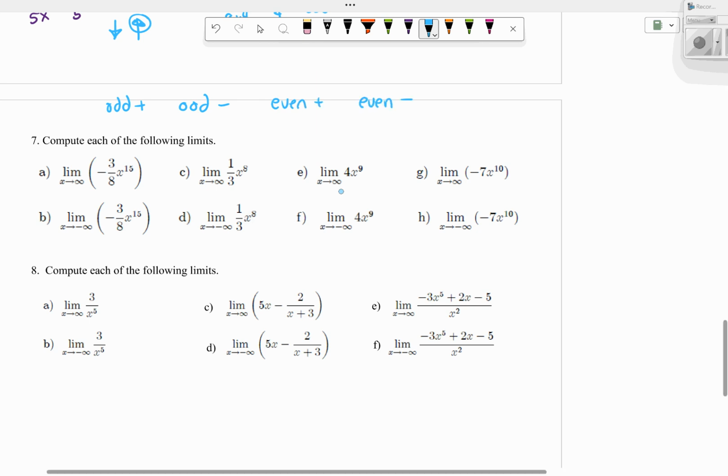Odd positive, left end's down, right end's up. Odd negative, the left end's up, right end's down. Even positive, both ends go up. Even negative, both ends go down.